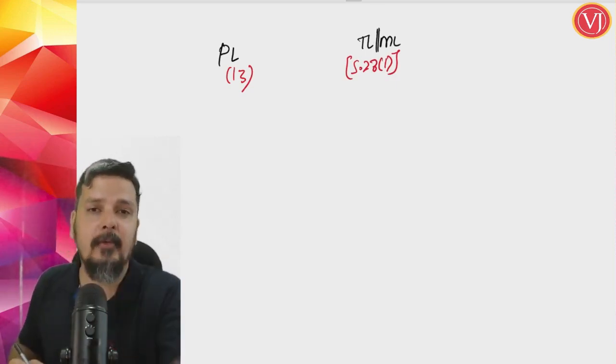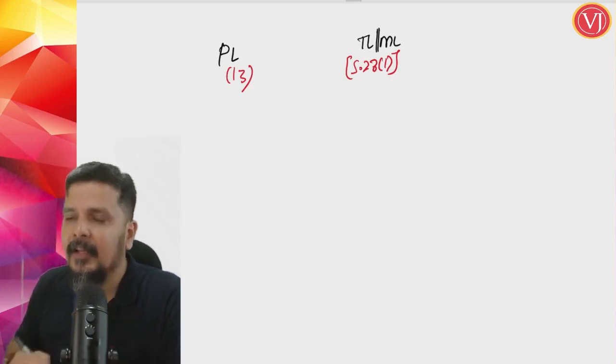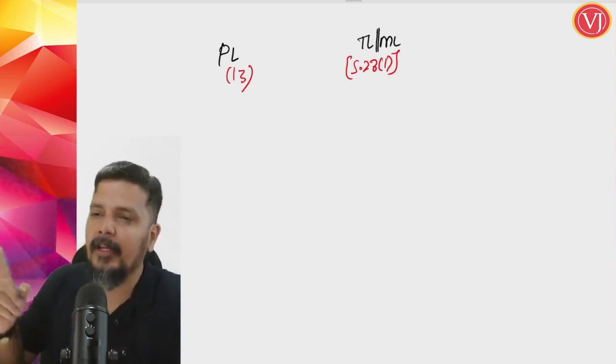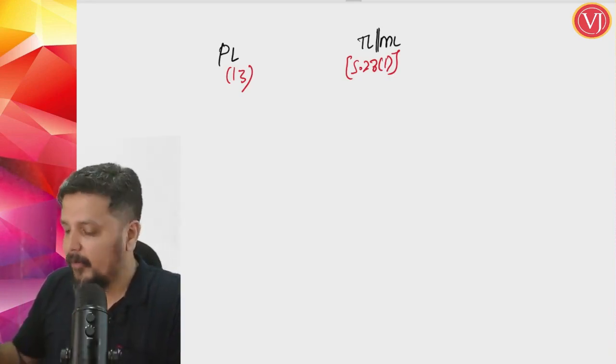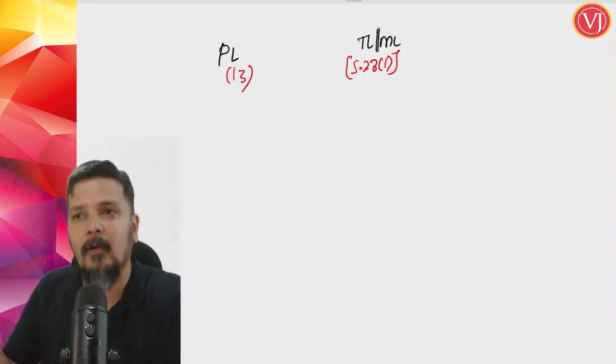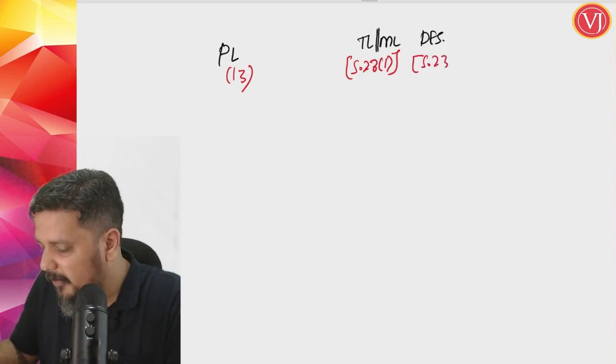Both are mutually exclusive. If it is petty loss, you can take the benefit of only section 13. If it is total loss or major loss, you can only go for section 23 subsection 1. Section 23 subsection 1 talks about one more thing. What is that one more thing? Destruction.